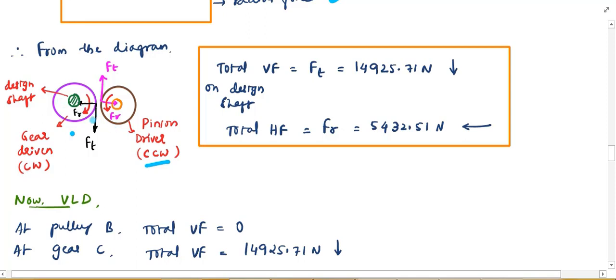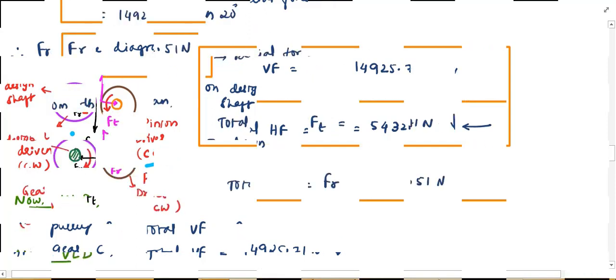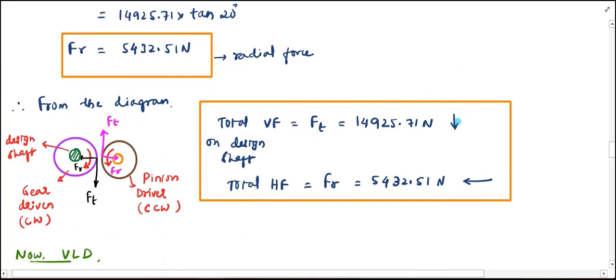Next, on the design shaft, since it is the driven gear, the tangential force will be below, and the radial force will be acting towards the shaft. So from the diagram, the vertical force on the design shaft will be 14,925.71 newtons, and the radial force will be 5432.51 newtons. Same will be indicated on the VLD diagram.